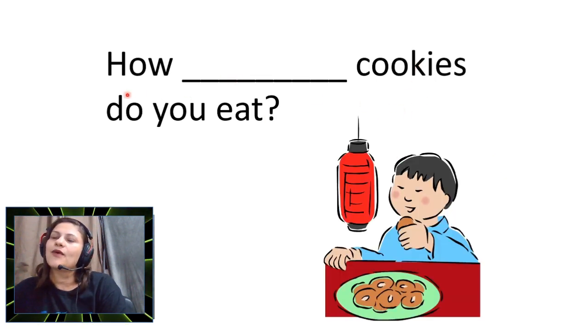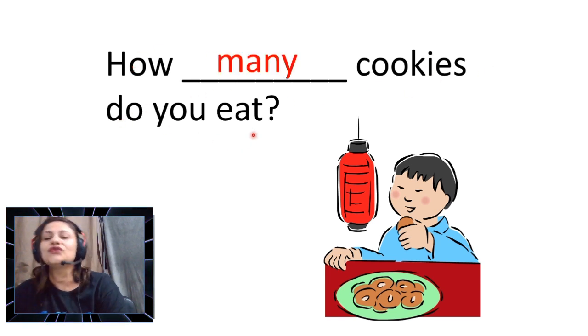Another example. Cookies. I have one cookie and a lot of cookies, 10 cookies. Yes, these I can count. So I use how many cookies do you eat? If I can count, I use many.